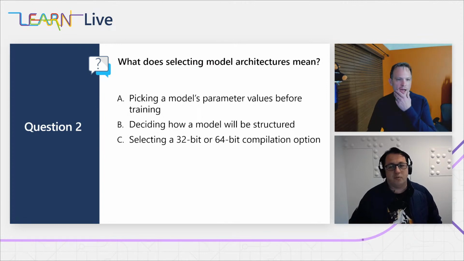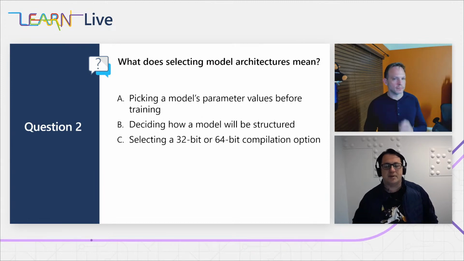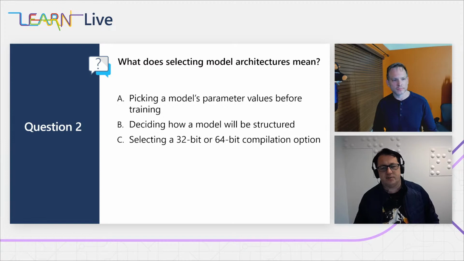Question 2. I think we only have 2 questions here, so this will be our final question. All right. What does selecting model architectures mean? Does it mean A, picking a model's parameter values before training, B, deciding how a model will be structured, or C, selecting a 32-bit or 64-bit compilation option?